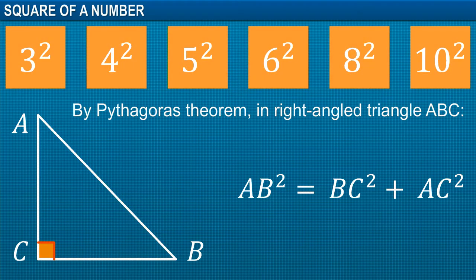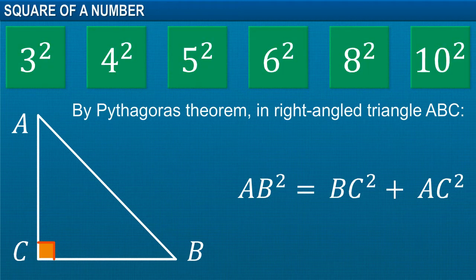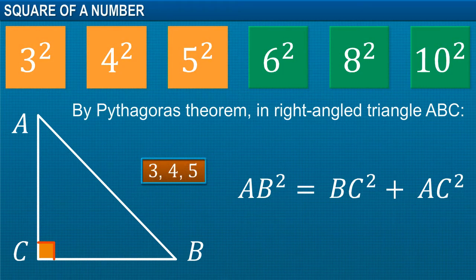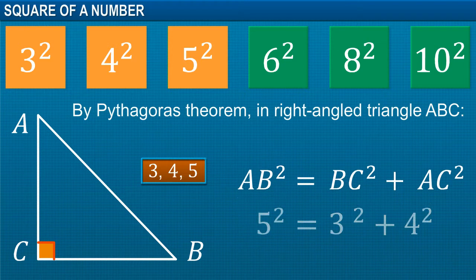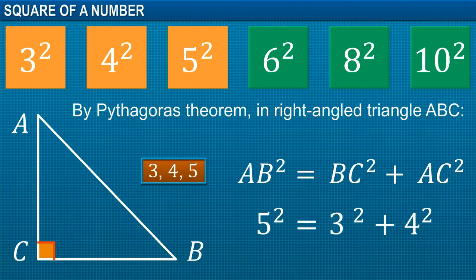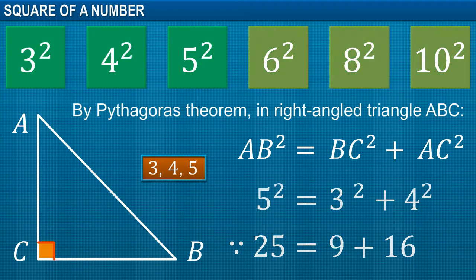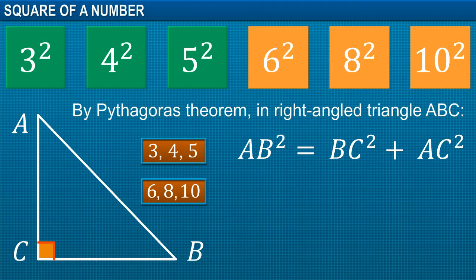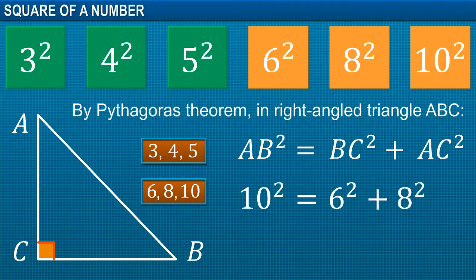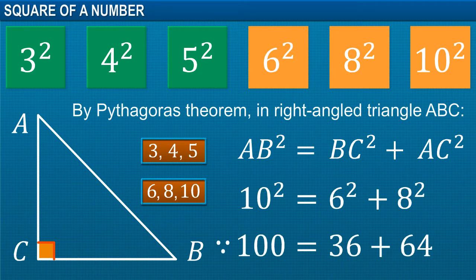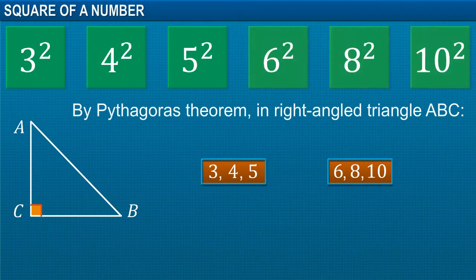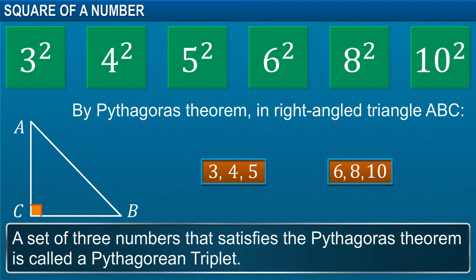Now, what are the numbers that would satisfy this condition? One such set of numbers is 3, 4 and 5. Since 5 square is equal to the sum of 3 square and 4 square. 6, 8 and 10 is another such combination. A set of three numbers that satisfies the Pythagoras theorem is called Pythagorean triplet.